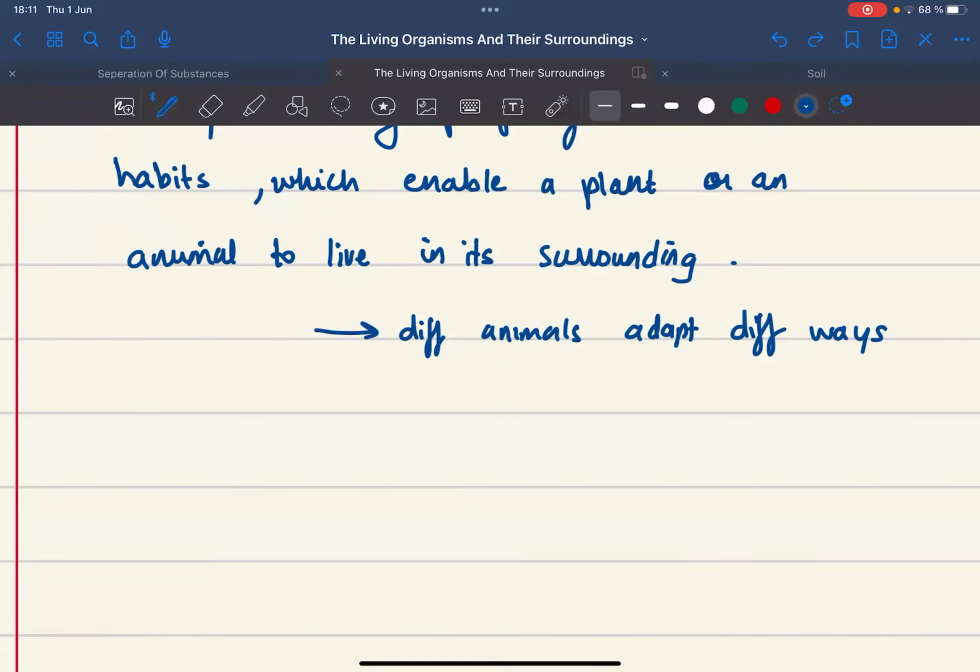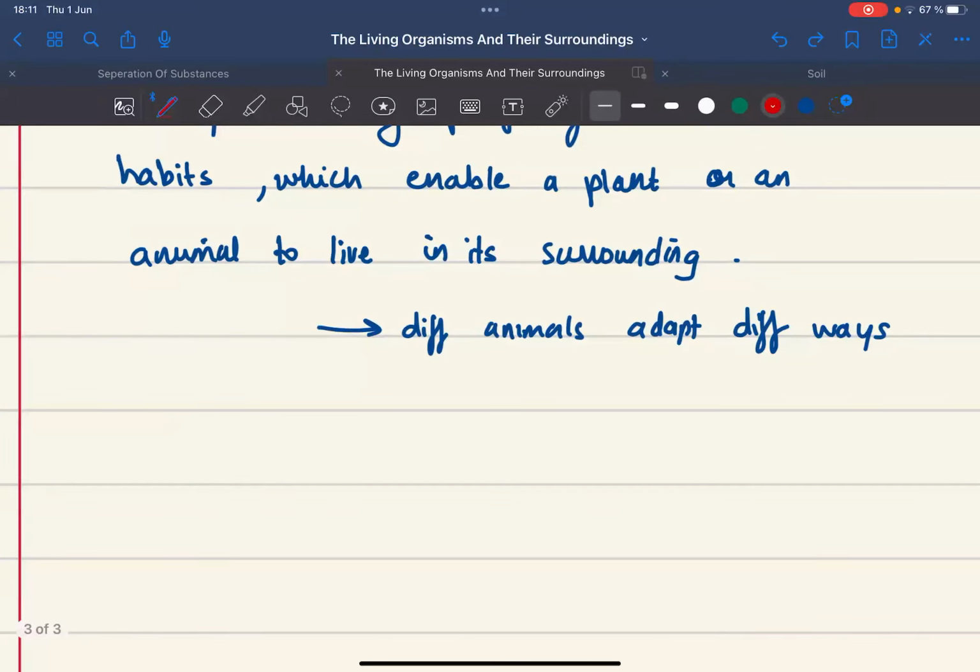Okay. So what these scales will do is they protect the fish, and they also help them in easy movement in the water. Being slippery, they can glide easily through the water. All right. So this is adaptation. Now, if this is the definition of adaptation, then what is habitat? What is habitat? It's the home of an animal where it lives and grows.